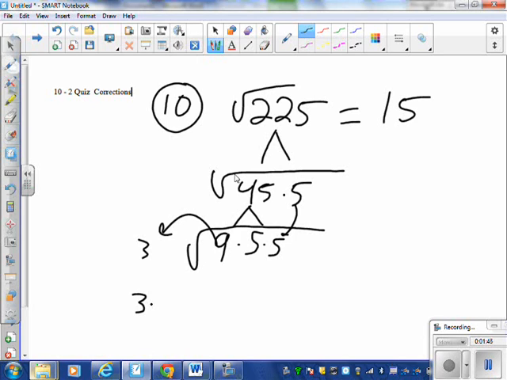Then, if you look inside your square root sign, you have two 5s inside there. Remember the trick. If you have two of the same number in there, those two cancel out, and that number comes out on the side. So then you're left with 3 times 5, which is 15.